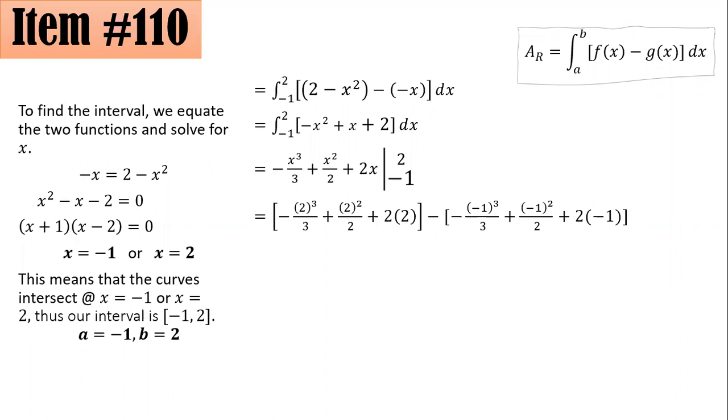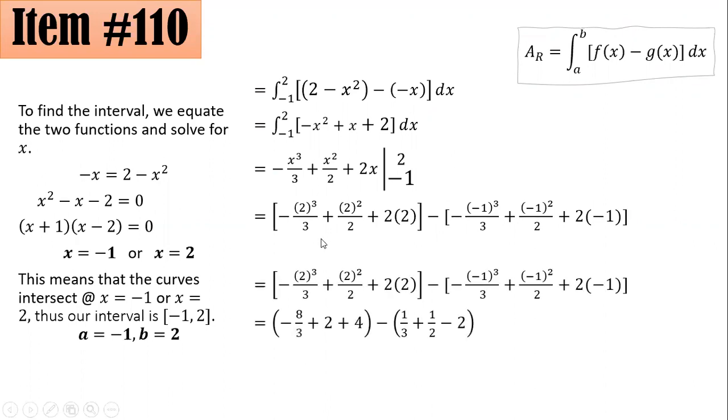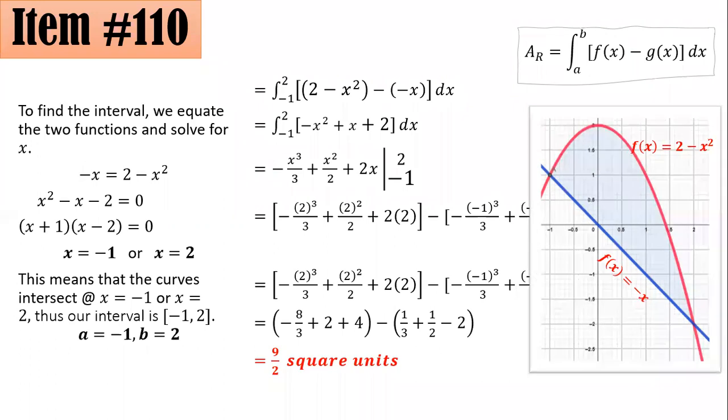Okay. So with such po, using our calculators, you will arrive at -8/3 plus 2 plus 4 minus this whole thing here, which is 1/3 plus 1/2 minus 2. This simplifies to 9/2 square units. So dito po, 9/2 po ito in square units. Letter D.